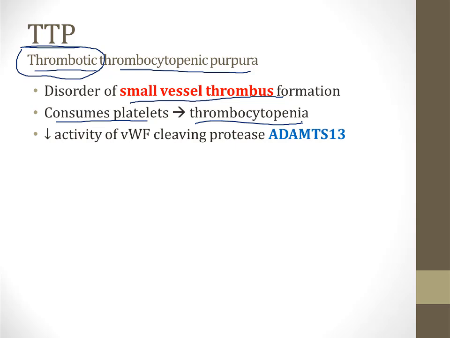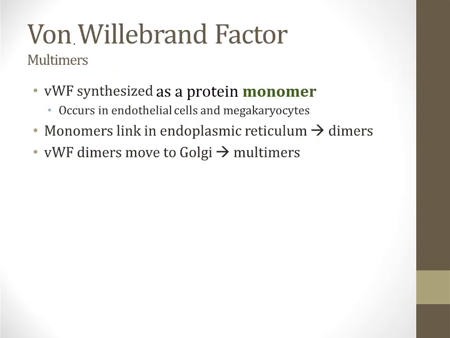And the underlying cause of TTP, which we'll go through in the next few slides, is decreased activity of the von Willebrand factor cleaving protease called ADAMTS13. In order to understand ADAMTS13, we have to review the structure of von Willebrand factor. Recall that von Willebrand factor is very important for normal platelet hemostasis, and von Willebrand factor is a protein. It's synthesized as a monomer.